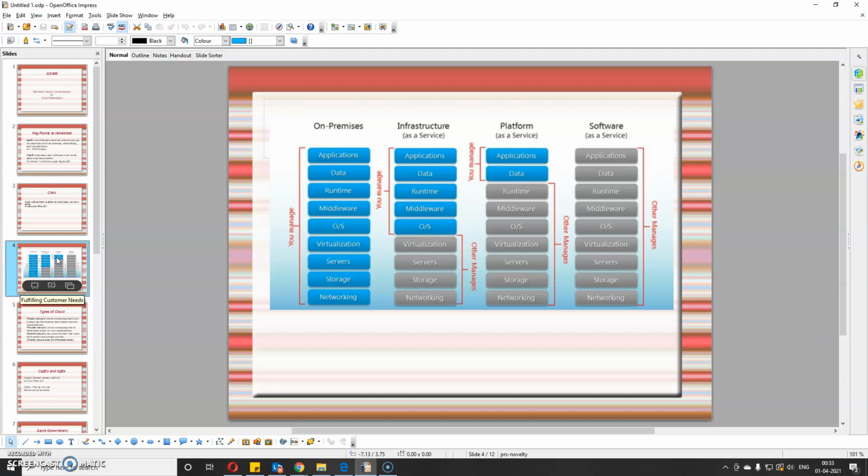In platform as a service, the customer just needs to manage the application and data. The rest will be managed by Azure. And in software as a service, everything is managed by Azure, and the customer will not have access to any of the lower-level components like servers, but the customer can configure the software. So you need to memorize this diagram, because you will get a lot of questions on infrastructure as a service, platform as a service and software as a service. Okay, so I'll jump into the next topic.